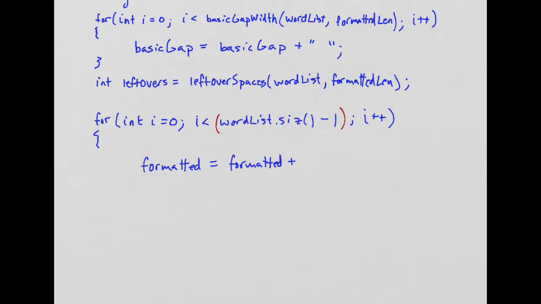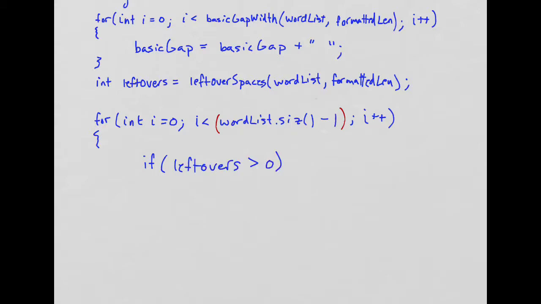So actually this is going to have to go, I'm going to erase this. This has to go inside an if, because there's two cases. I either want to put in the word and the basic gap and a leftover space, or I want to put in the word and just the basic gap. So I have to make an if statement for that. And the if statement that I'm going to use is if leftovers, meaning the number of leftover spaces, that's what this method gave to me. So I say if leftovers is greater than 0, that means I have leftover spaces.